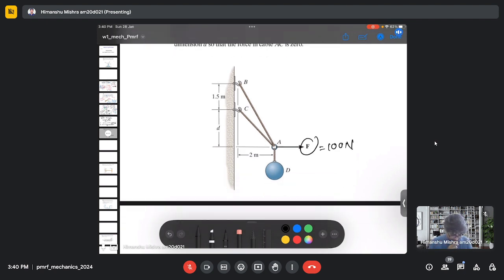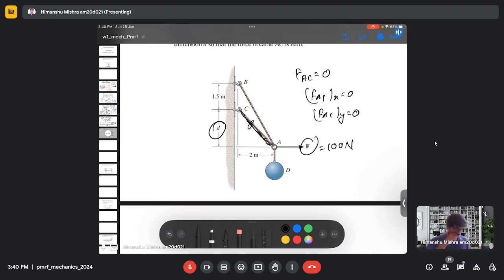So we need to determine the value of this D, provided that the force in this cable will be zero. So basically, when we do the summation of forces along the x and y direction, we just need to ignore it because this is zero. The force is zero here, which means the force AC will be zero, and the component of AC will also be zero.